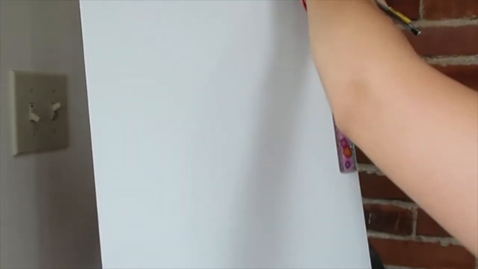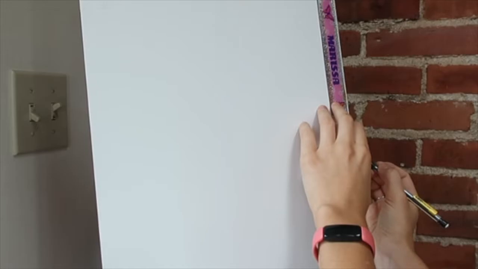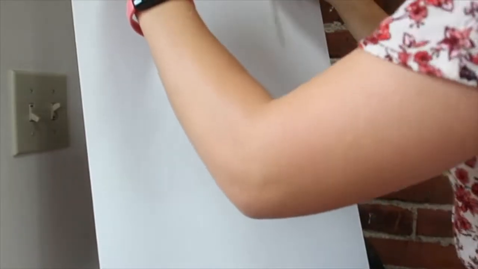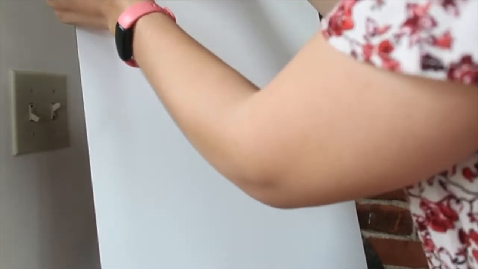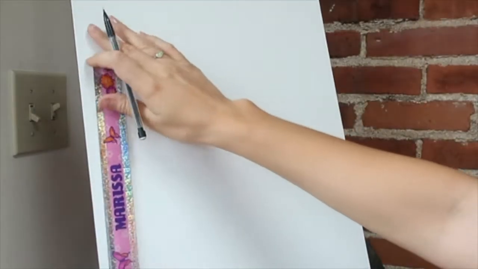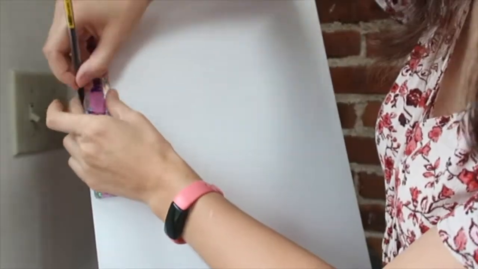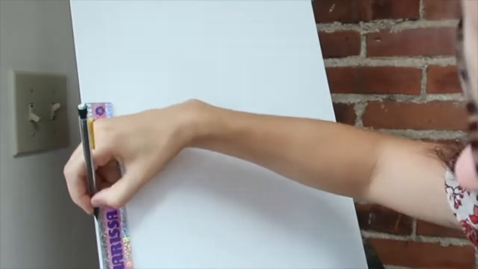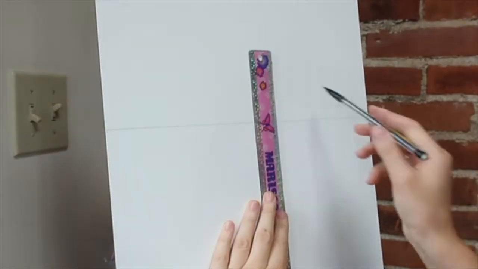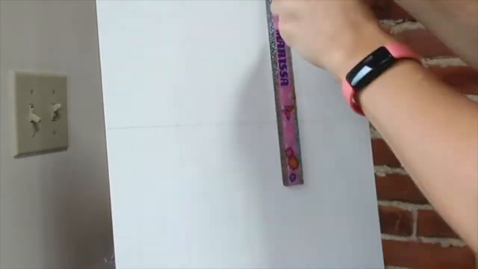Now it's time to put our grid on our canvas or paper or whatever you're using. I'm using gesso board today. So what you're going to do is you're going to mark out every square inch with your ruler. When you have every inch marked, connect the inches vertically and horizontally until you have square inches across the entire surface.